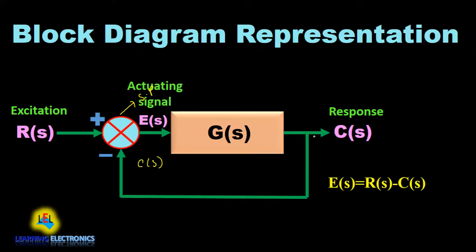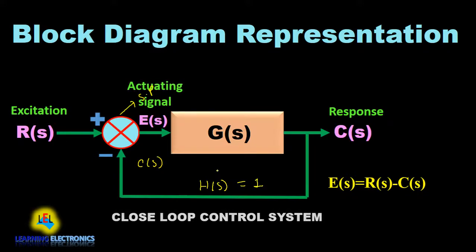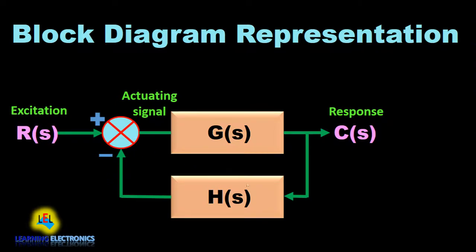Here the output C(s) is directly applied to the input as feedback. So the feedback path transfer function or feedback path gain, represented by H(s), is equal to 1 here. This is an example of a closed loop system. Now here is another closed loop system with feedback path transfer function or feedback path gain H(s). This is a type of control system where the feedback is applied from the output signal to the input.